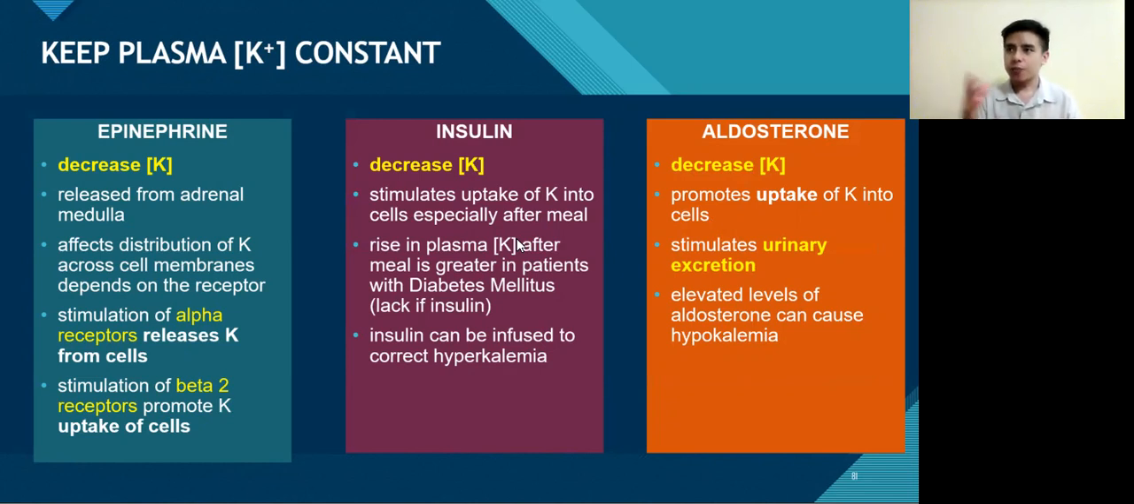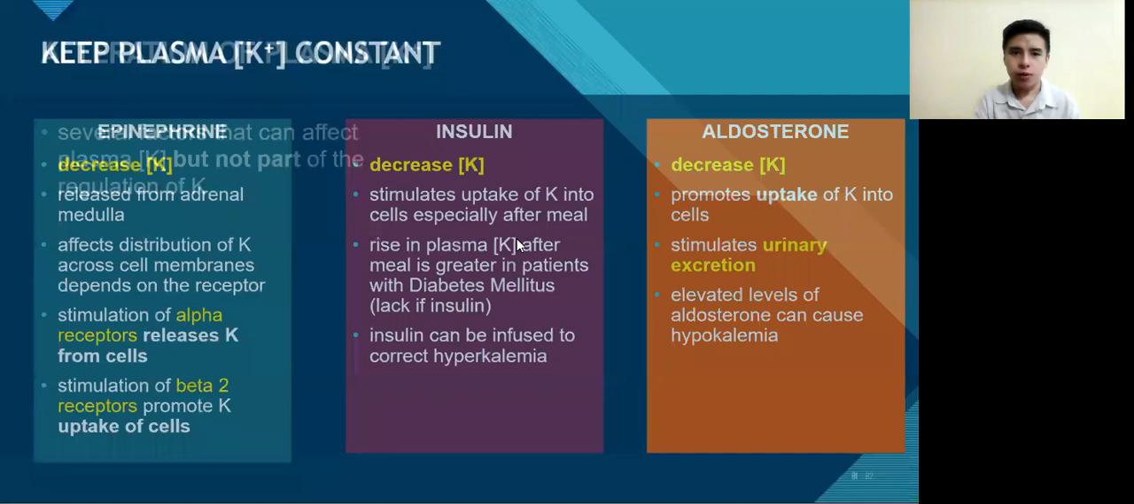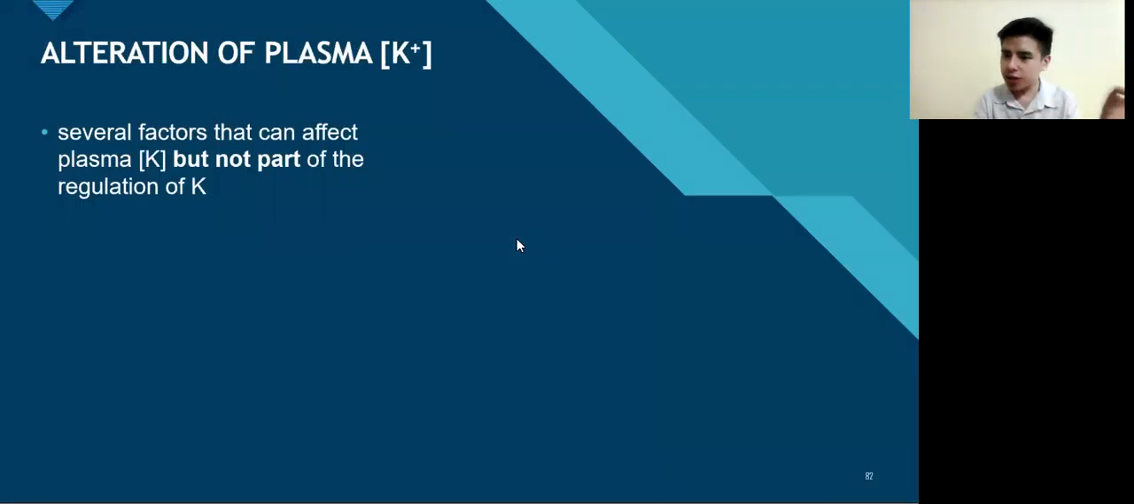Later you'll find out that aldosterone will reabsorb sodium, but there's a trade-off. It has to remove potassium. That's why patients who have elevated aldosterone levels will have hypokalemia. So those are the 3 hormones that will keep your plasma potassium within the normal level. Now we're done with the 3 hormones that make sure potassium is within the normal range.